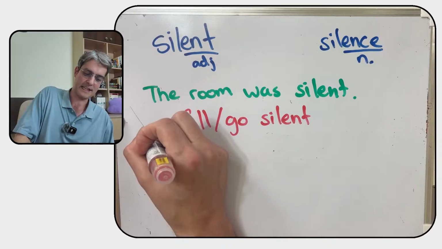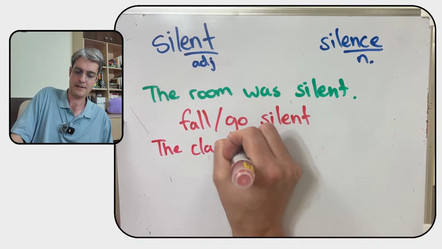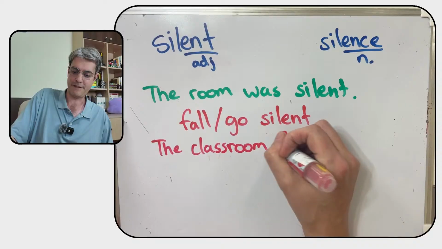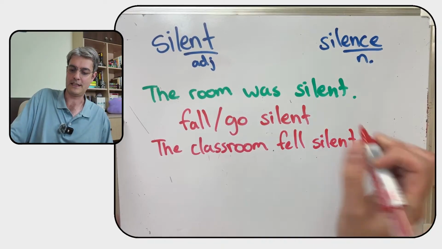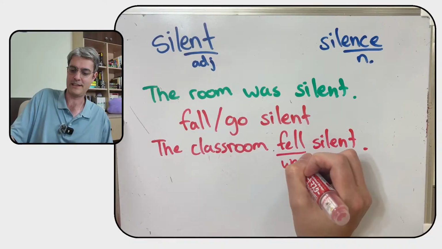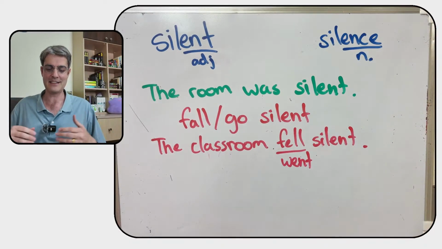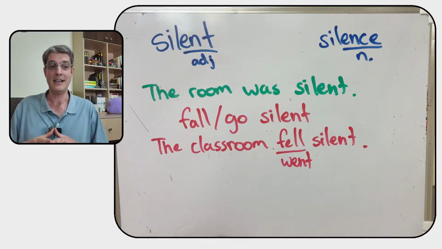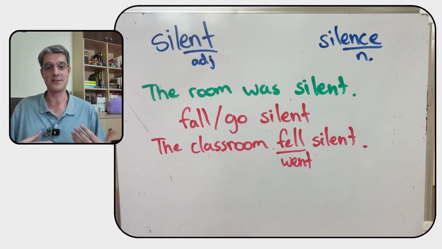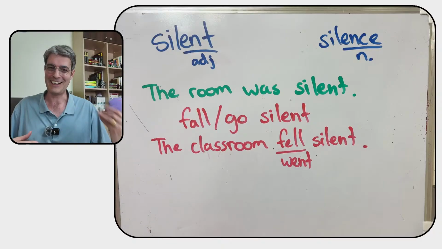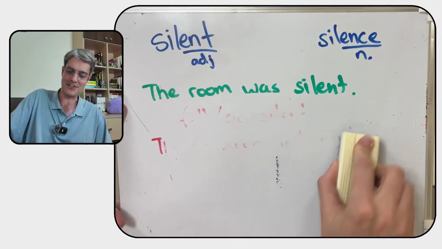So you could say, the classroom fell silent, or the classroom went silent, using past tense here. And this just means there was a lot of noise, that maybe the teacher came into the room and now it is silent. So the classroom fell silent or the classroom went silent. So those are useful collocations to know.